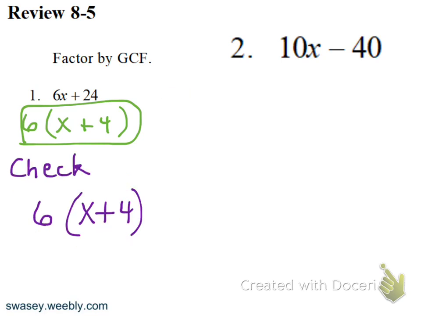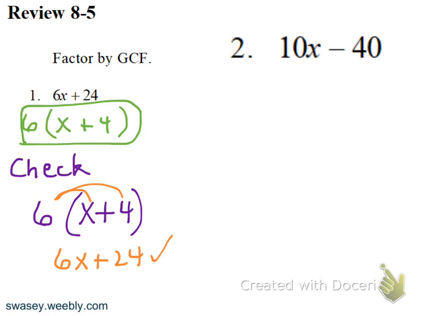Now to check this, we'll distribute 6 times x, 6x. 6 times 4 is 24. So we get back to the starting point, so it checked. We can be fairly confident that we have the right factoring.